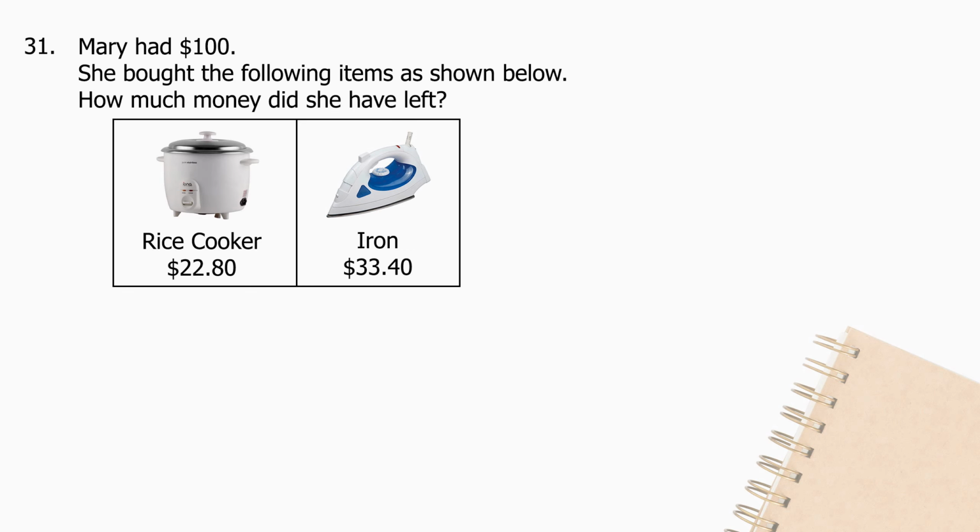Question 31. Mary had $100. She bought the following items as shown below. How much money did she have left?